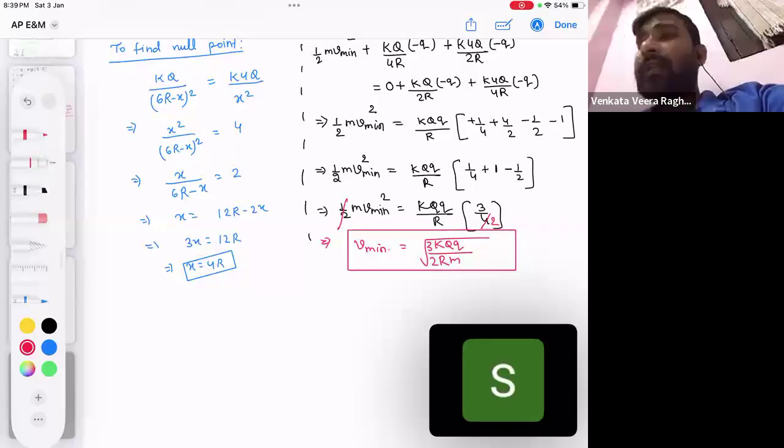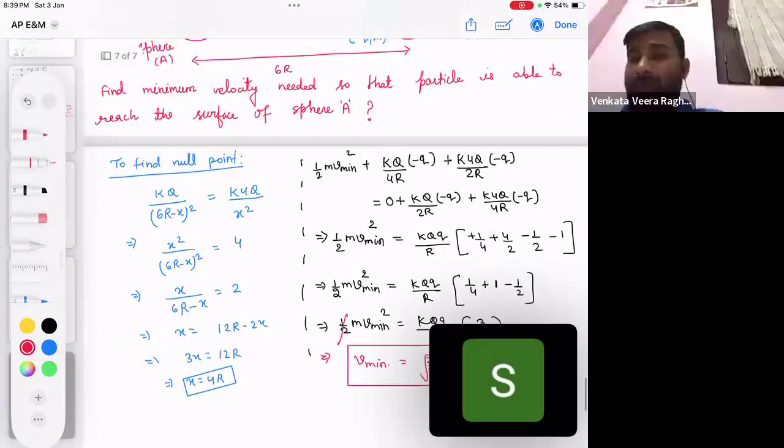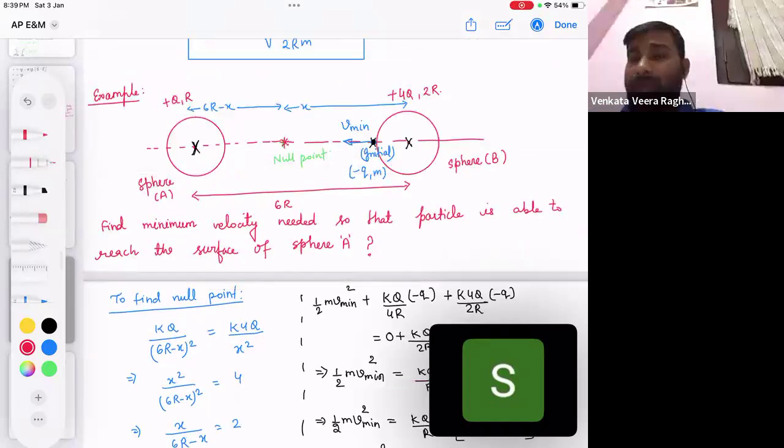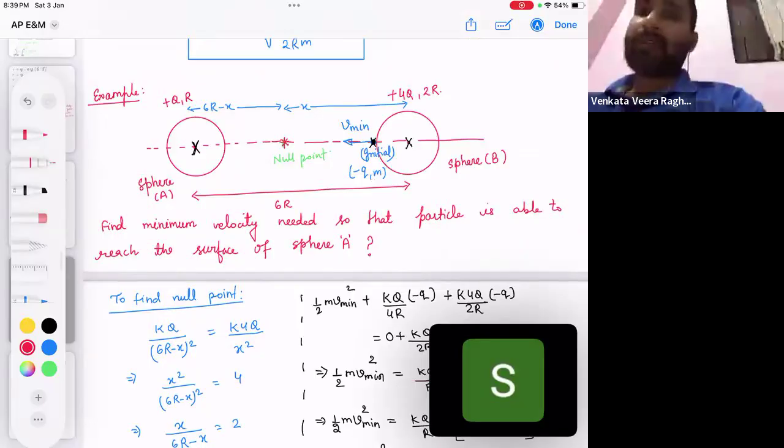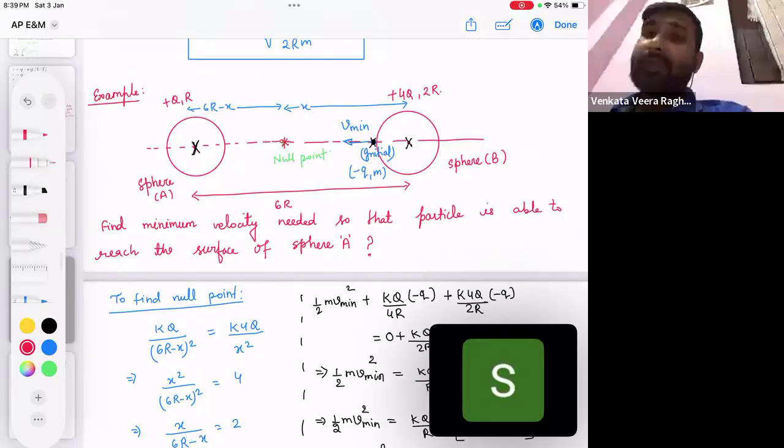Understood what we learn in this question? Two things we learn. First, why I only need to send it to the null point: after that it will be attracted towards the sphere and will definitely reach the sphere A surface. So we don't need to give it enough velocity to actually reach sphere A. We just need to give the velocity just enough so that the particle will be able to cross the null point. If it crosses the null point, it is definitely going to reach the other sphere, or the sphere A.